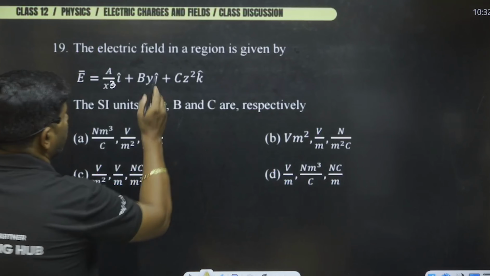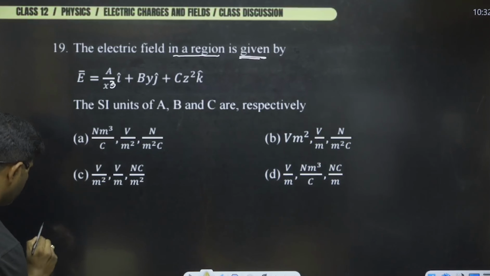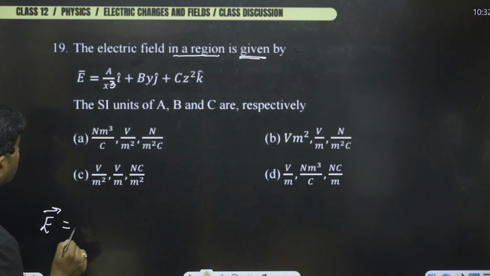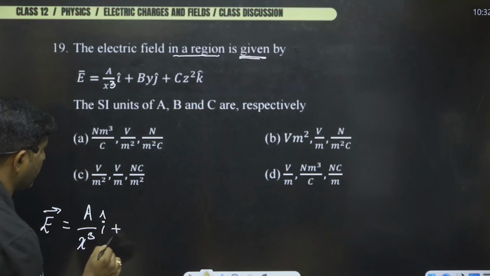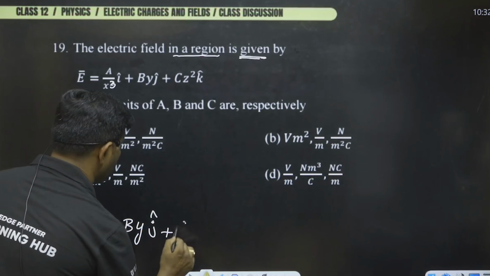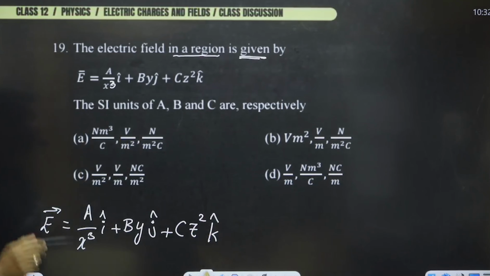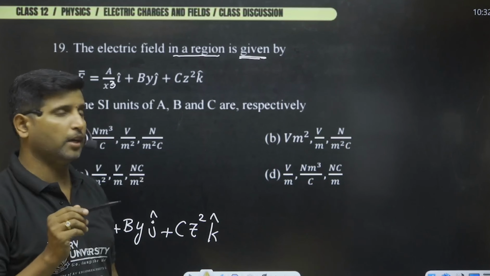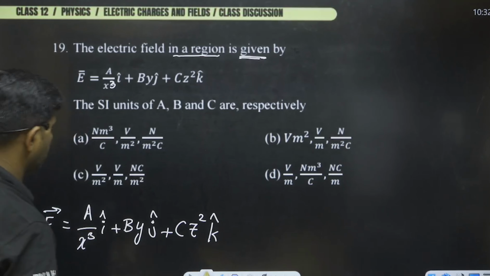The electric field in a region is given by, what is the electric field they have given here? A divided by x cube into i cap plus b y into j cap plus c z square into k cap. We can say the SI units of A, B and C are, respectively. Okay. So how can you simplify here?